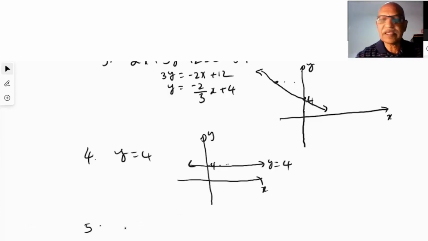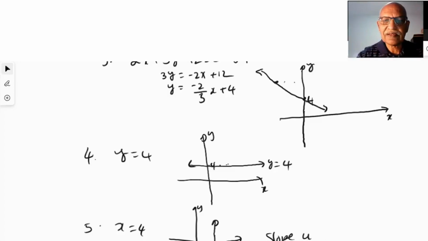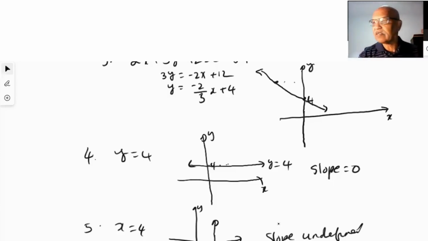The last one would be if x equal to 4. That means x is always constant. x equal to 4 means x is 4 everywhere. Therefore, it's a vertical line. So for a vertical line, the slope is undefined. And for horizontal line, the slope is 0 because there is no slope, there is no slanting. Slope is 0. So these are the main kinds of things.